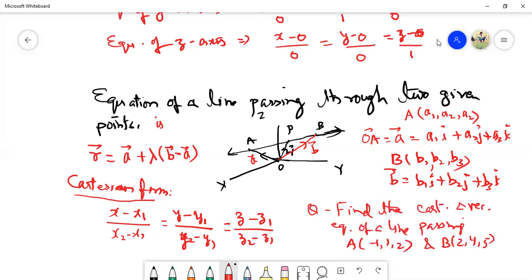It is not necessary, I am telling you again, to write the vector form first and then the Cartesian form, but it is easier. You can do the Cartesian form first and then the vector form. Otherwise, I will suggest writing the vector form first and then equating to get the Cartesian form. That is the easier way. Okay.